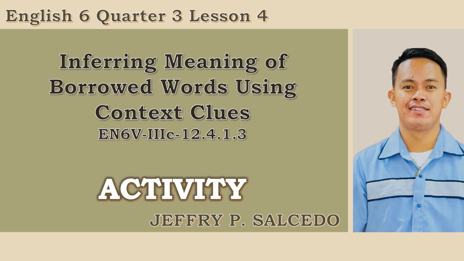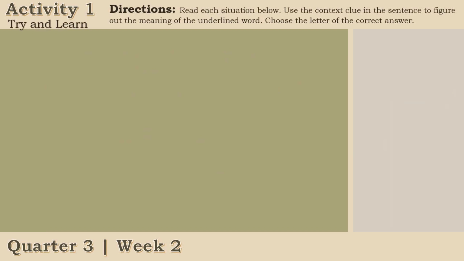And let's start. For your Activity 1, you are going to try and learn. The directions are: read each situation below, use the context clue in the sentence to figure out the meaning of the underlined word. Choose the letter of the correct answer.